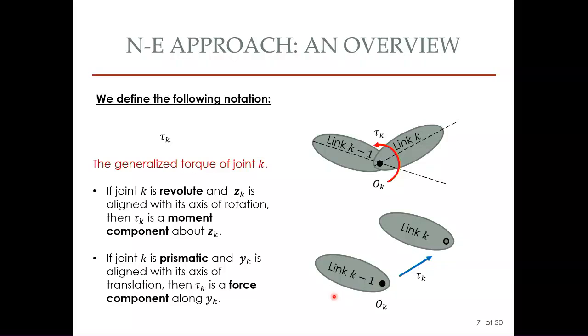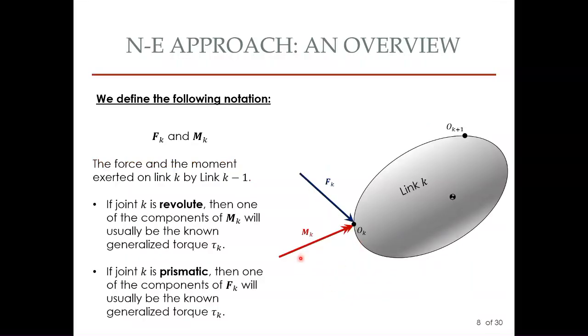Now the next thing is Fk and Mk. These are the force and moment exerted on link k by link k-1. So if this is link k, Fk is the force that the previous link, k-1, applies on this link. And Mk is the moment or torque that the previous link applies on this link.